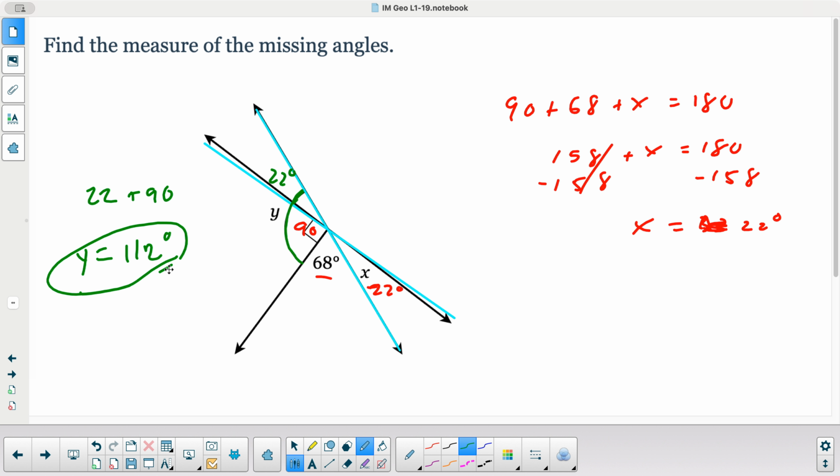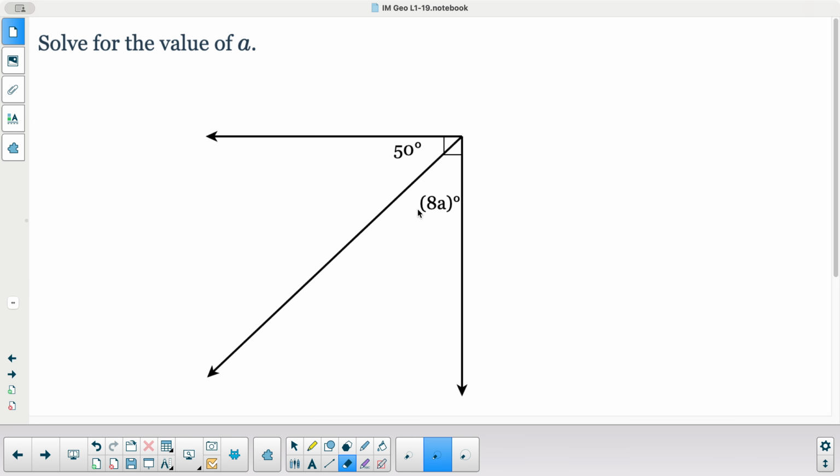Use the properties that you know. Make sure you understand that these are not vertical, 68 and 22, not vertical. It has to be a full line. If this extended, then I could say that this is 68, but I don't have that, so that wouldn't make any sense, okay? All right, find the value of A.